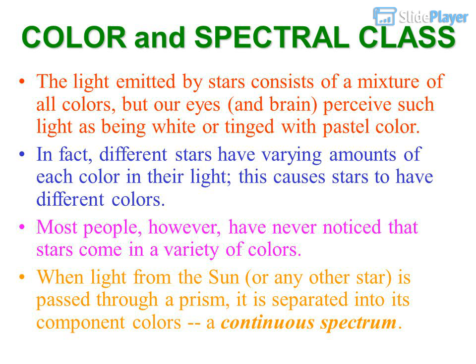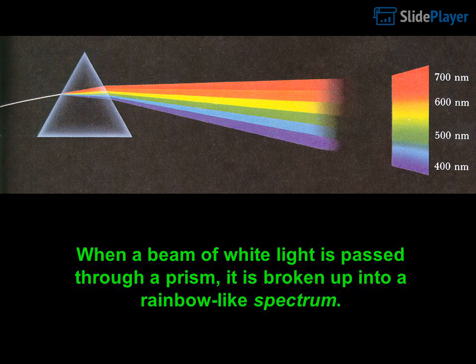When light from the Sun, or any other star, is passed through a prism, it is separated into its component colors, a continuous spectrum. When a beam of white light is passed through a prism, it is broken up into a rainbow-like spectrum.